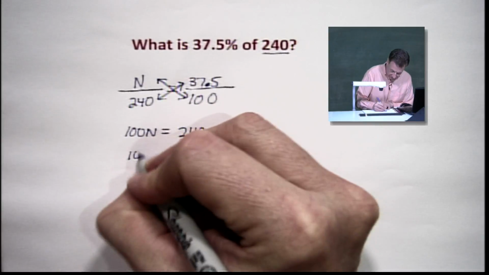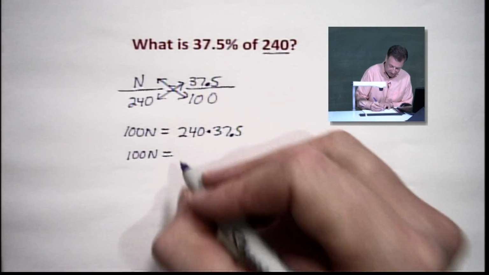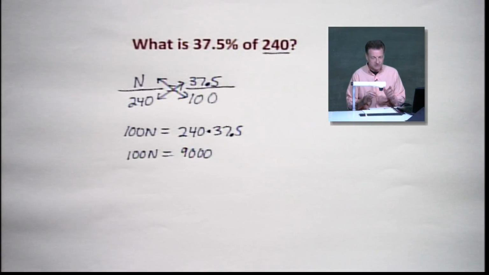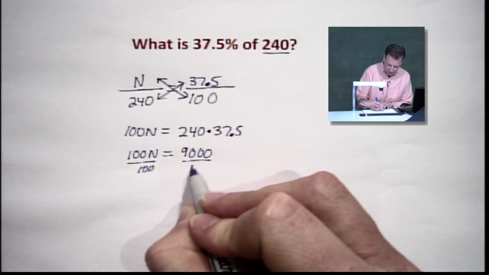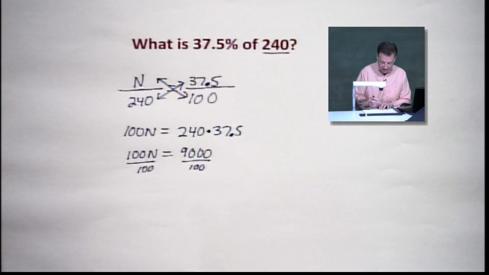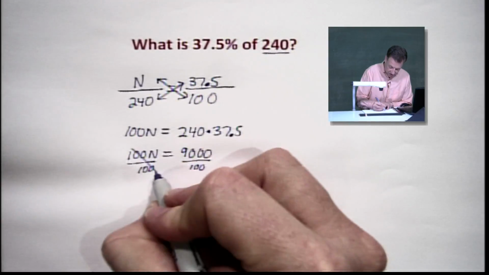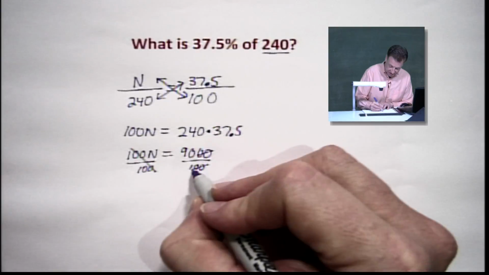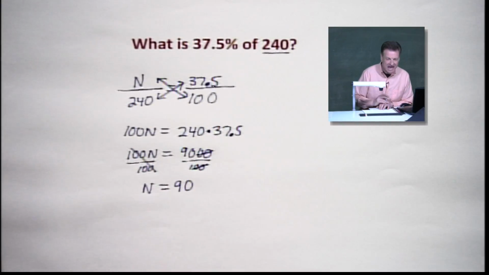So we've got 100 times n equaling 9,000. And you know what we're going to do? We're going to simply divide by the 100. And remember what I said was so cool about dividing by 100: you're just moving the decimal two places. So it looks like our hundreds are going to go away. We're going to lose these zeros. Hey, that's another way you can look at it. The zeros just cancel each other out there. And you're going to end up with n equals 90. So that is your value up there.